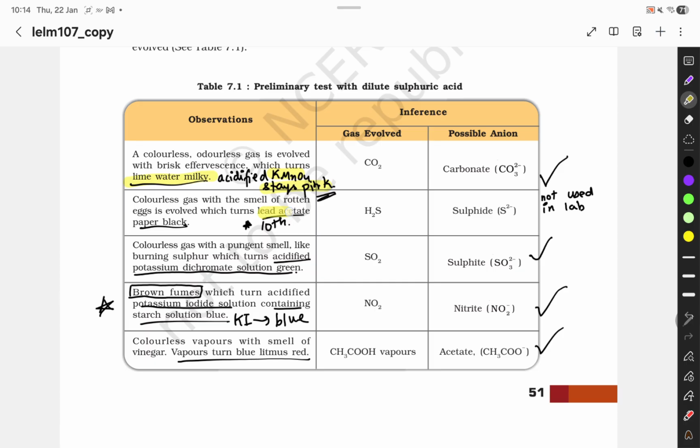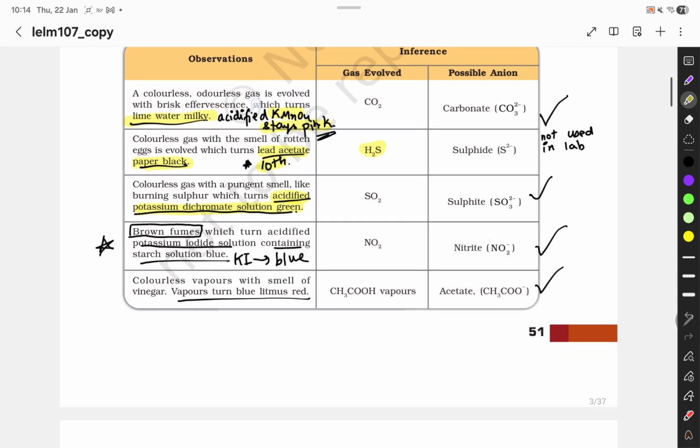Sulfide forms H2S gas and turns lead acetate paper black. A colorless gas with a pungent smell is released, which means it's SO2. SO2 turns acidified potassium dichromate green, and it turns lime water milky as well.